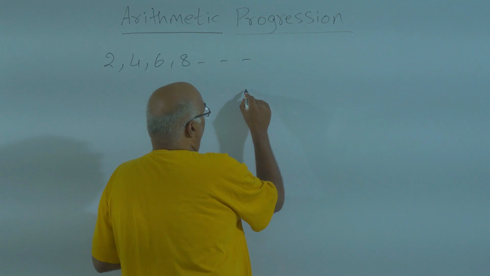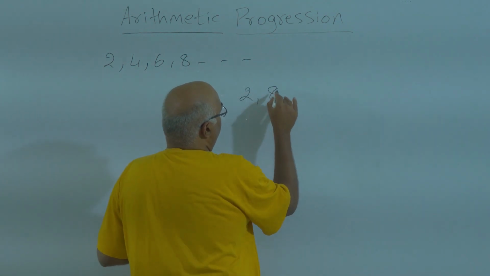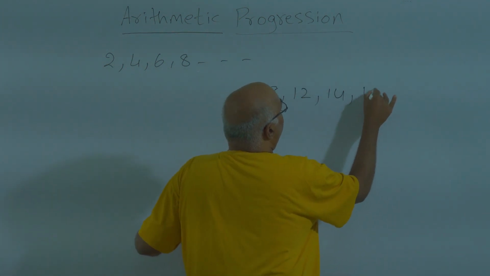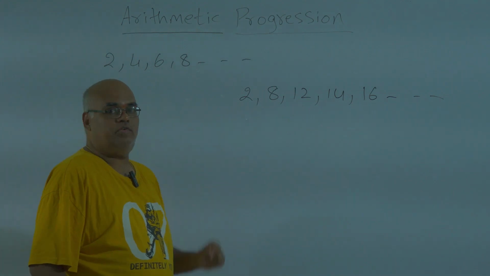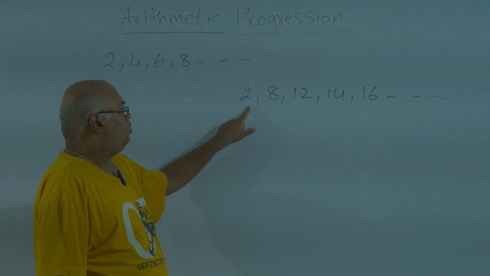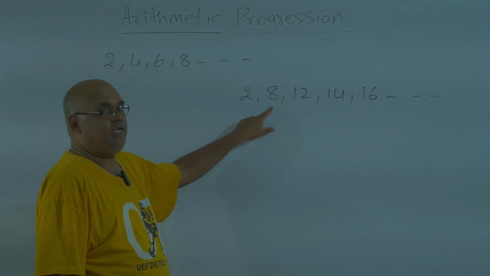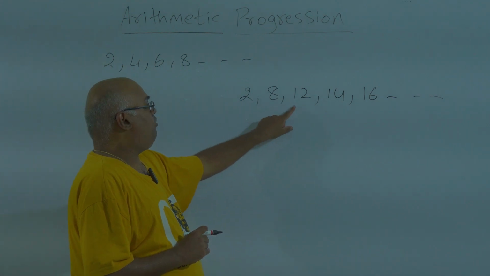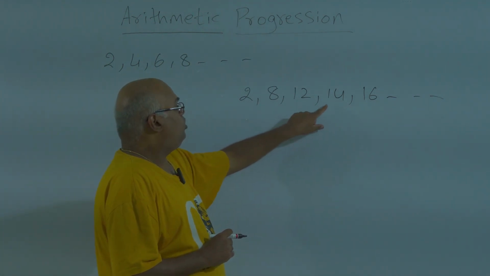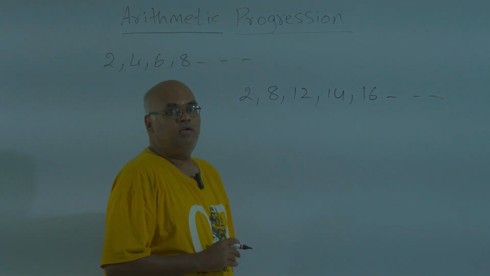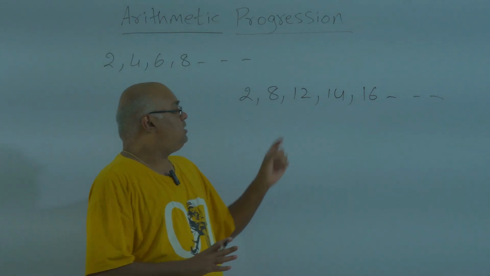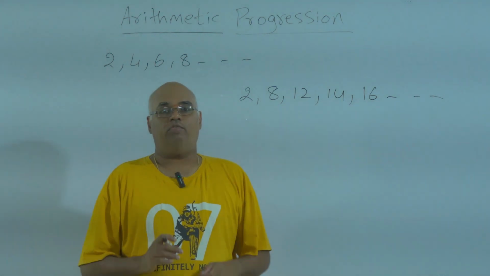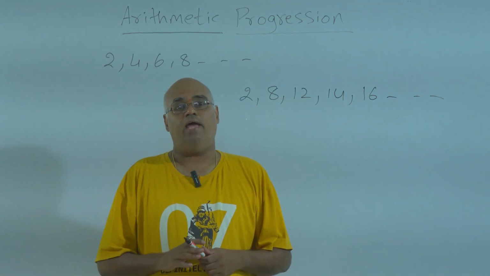Say I have 2, 8, then 12, 14, 16 and so on. If you add 6 to 2, you will get 8. So for the first number, 6 is added, and for the second number, 4 is added. And for the third number, 2 is added. 12 plus 2 is 14. So these numbers are not following a certain rule. It is very important for a collection of numbers to be a sequence that they follow a certain rule.